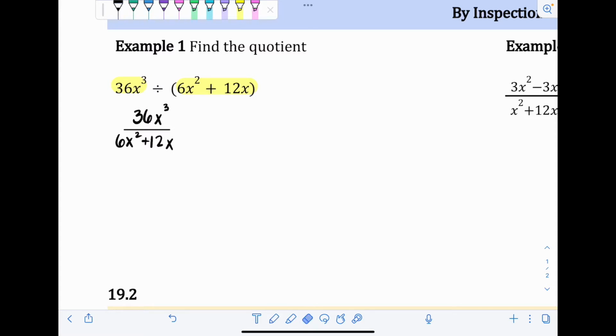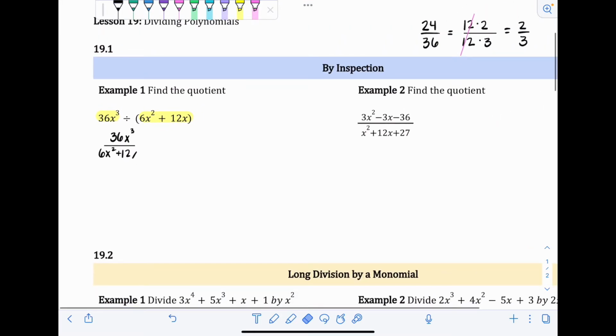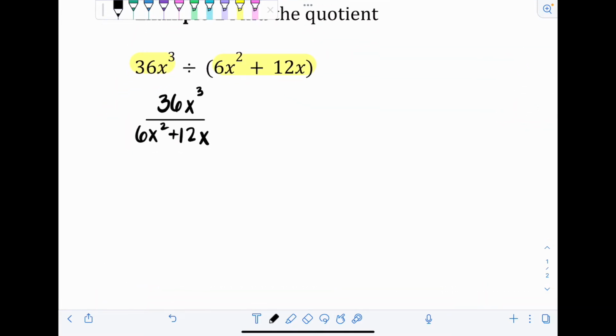In the previous example, the 24 over 36, we had to find some common factors of 24 and 36. So we're going to do the same thing with example 1. We just have to make sure that everything is factored. 36x cubed is just one term, so there's nothing to factor there. But in the denominator, there's the 6x squared and the 12x, so we do want to factor that part of it.